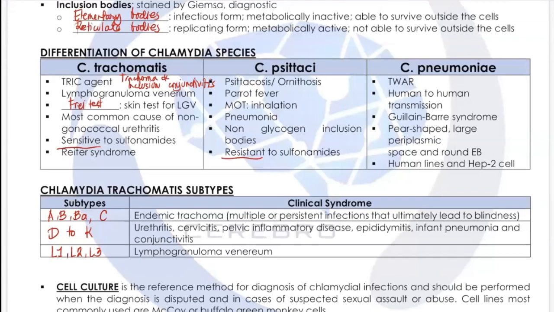And the third chlamydia species is Chlamydia pneumoniae, or tinawag din siya na TWAR. Okay?